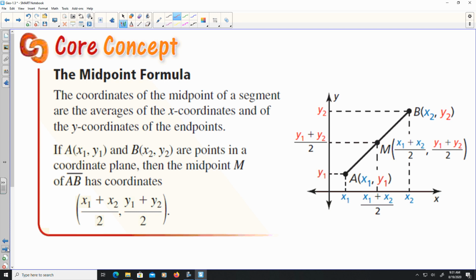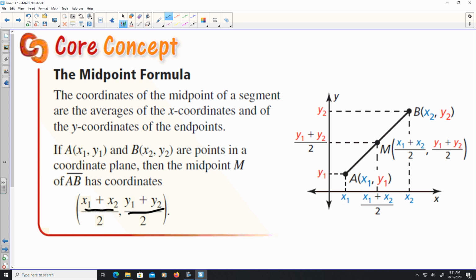Getting into coordinate planes, you can discover the midpoint of a coordinate plane by using the midpoint formula. All you have to do is, whatever endpoints are given to you, you're going to add up the two x coordinates of the two endpoints and then divide it by 2. Same thing goes for the y coordinates: you're going to add up the two y coordinates and then divide it by 2.